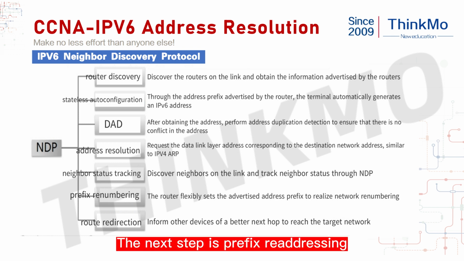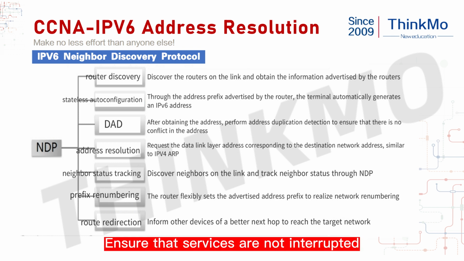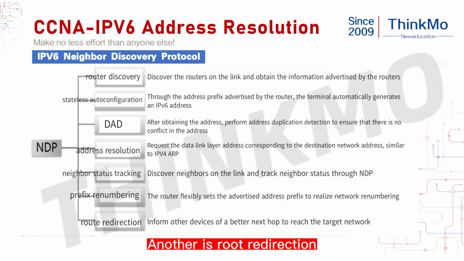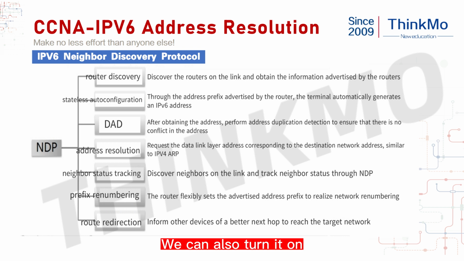The next step is prefix readdressing. For example, in the process of replacing IPv6 addresses, our business can't be interrupted. So we're going to implement prefix readdressing to ensure that services are not interrupted while changing the IPv6 address. Another is route redirection. It also exists in IPv4. It tells other devices, before reaching the target network, if you have a better next hop, just use it. This redirection feature is just not used much. Basically, all major manufacturers' equipment has the redirection function turned off by default. We can also turn it on.